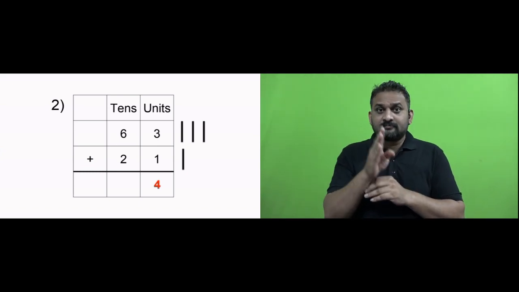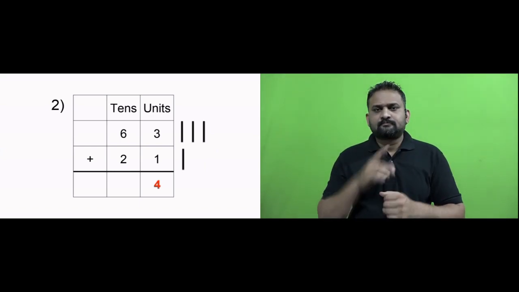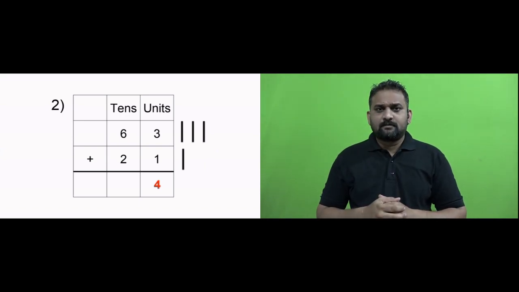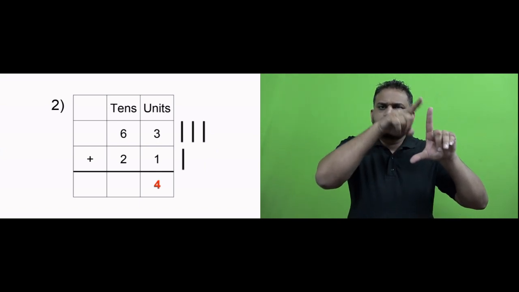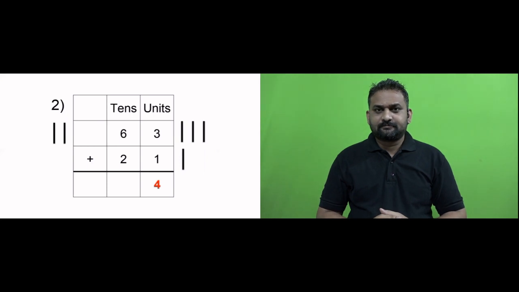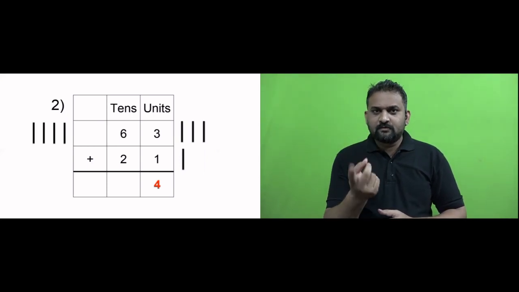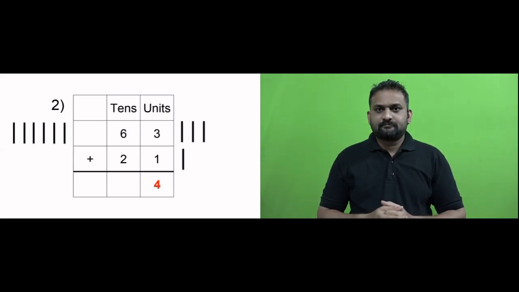Let's now add the numbers in the tens place. So we will add 6 plus 2. Draw 6 lines for the number 6. 1, 2, 3, 4, 5, 6. And 2 lines for the number 2. 1, 2.